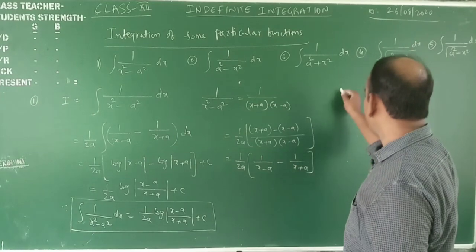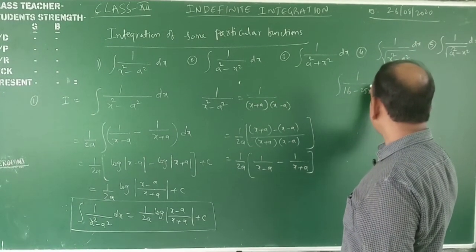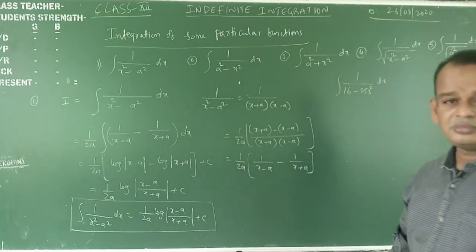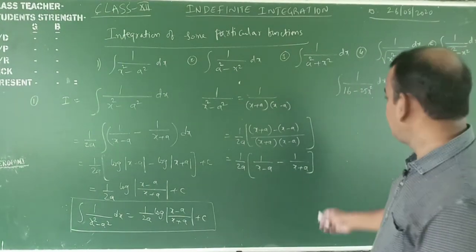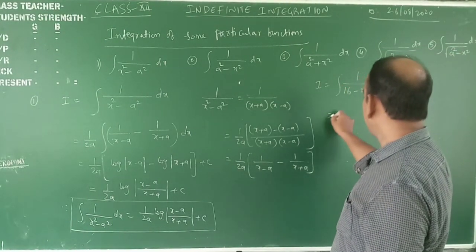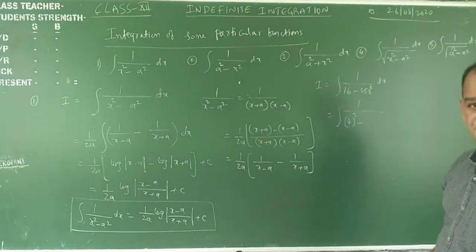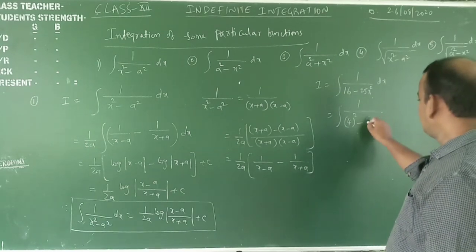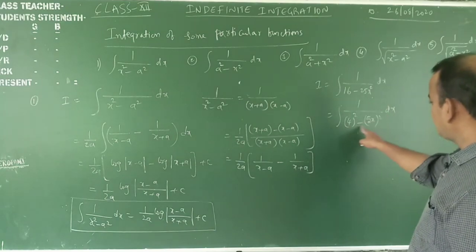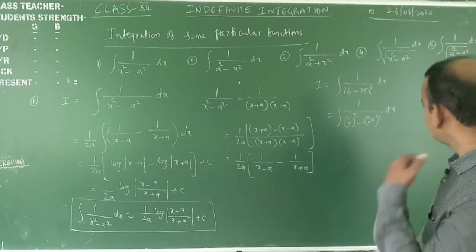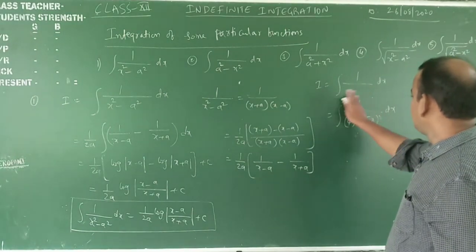Suppose in the examination, integral of 1 by 16 minus 25 x square dx is asked. Okay, write down. How to do? I is equal to integral of 1 by 16 written as 4 square, minus 25 x square written as 5x whole square, dx. What formula is going on? 1 by a square minus x square. Okay, sorry, 25x square minus 16.